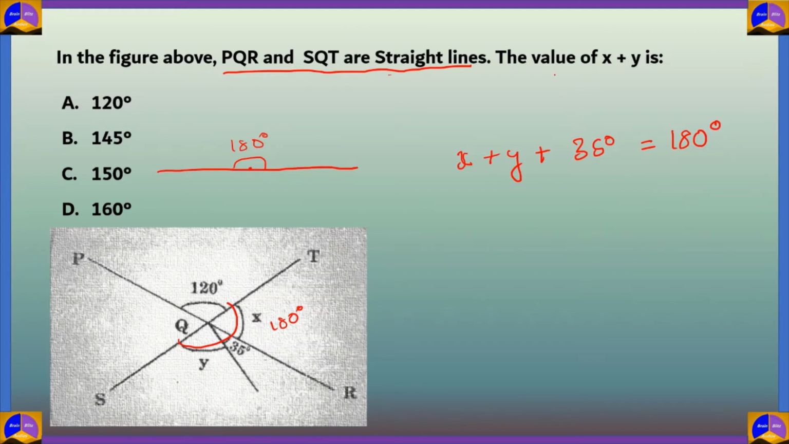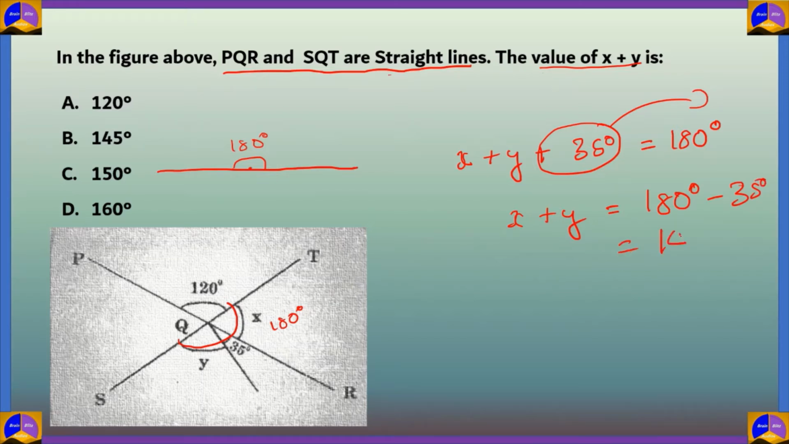Now we have to find the value of x plus y. So we have to leave x plus y on the left hand side. So we take plus 35 degree to the other side. We get x plus y equals 180 degree. As the opposite of plus is minus, we get 180 degree minus 35 degree. 180 minus 30 is 150, minus 5 is 145 degree. That is option B.